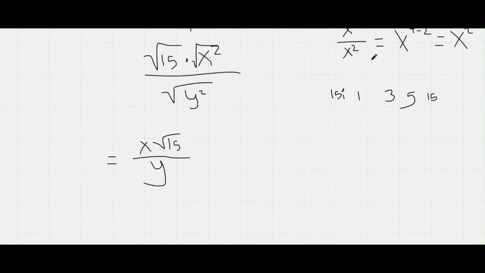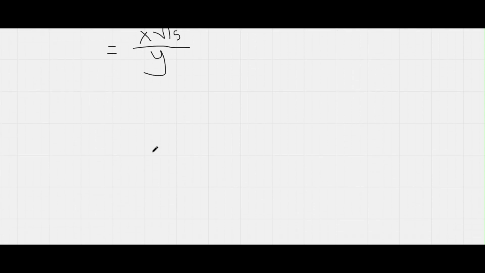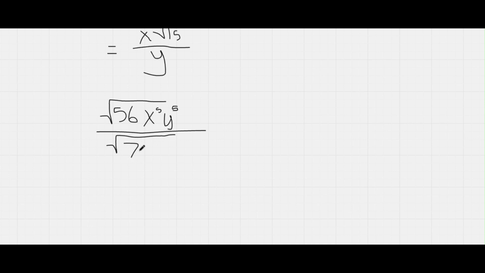Properties of exponents. All right. Next one is the square root of 56 x to the fifth power times y to the fifth power, divided by the square root of 7x y. 7 times x times y.